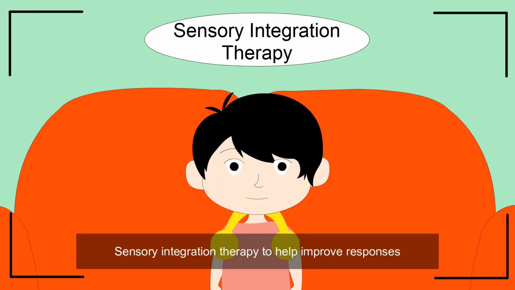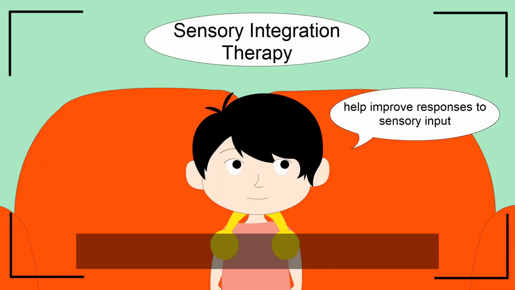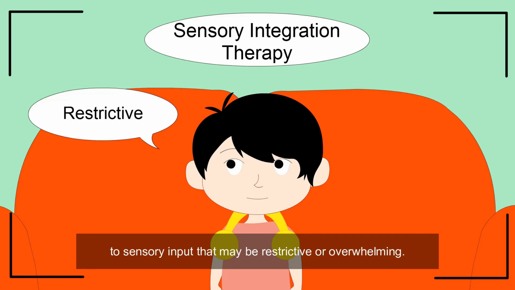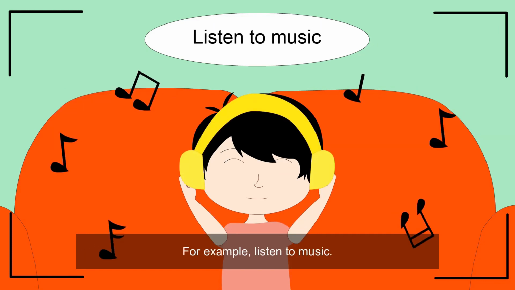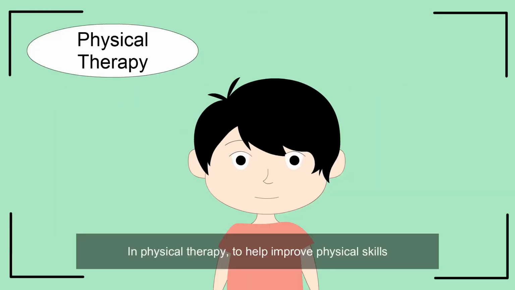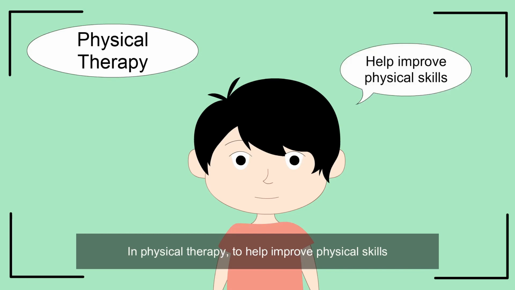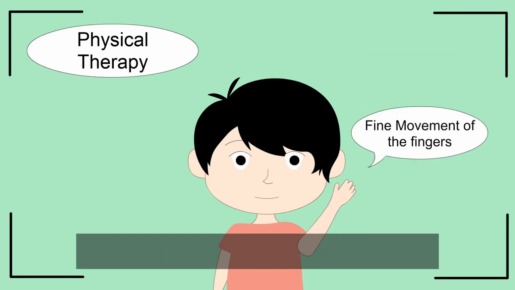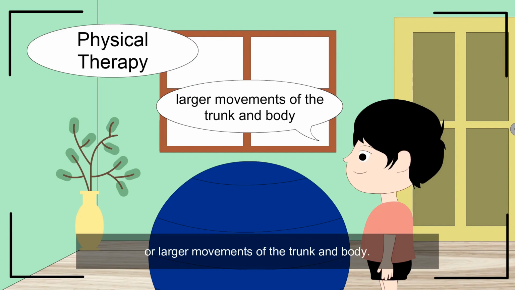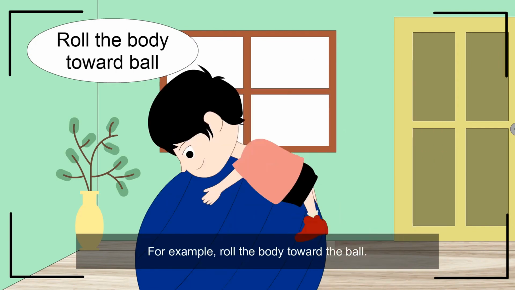Sensory integration therapy helps improve responses to sensory input that may be restrictive or overwhelming. For example, listen to music. Physical therapy helps improve physical skills such as fine movements of the fingers or larger movements of the trunk and body. For example, roll the body toward the ball.